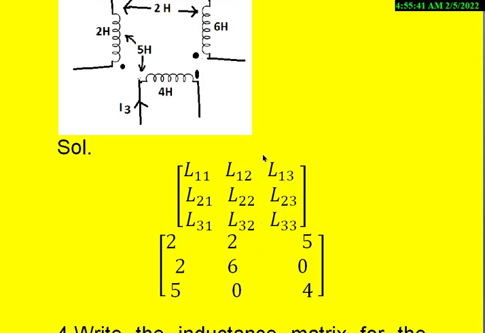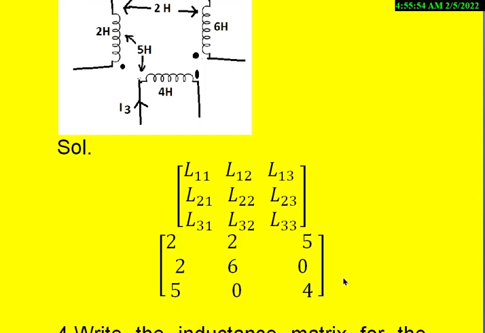Then L32. This is the third coil, this is the second coil. There is no mutual coupling, so put 0. Then L33 means self-inductance. It is 4. So that is already covered.